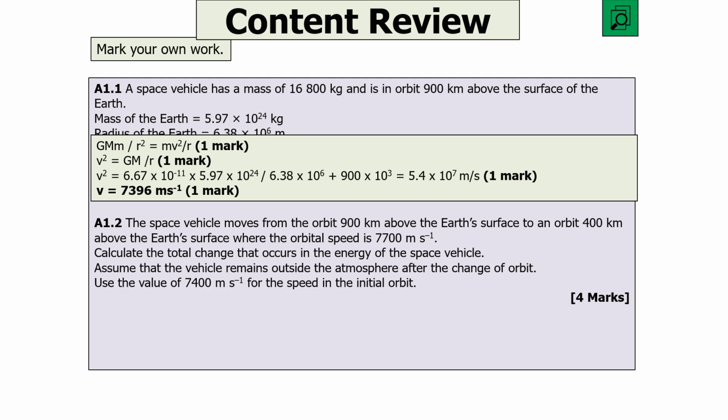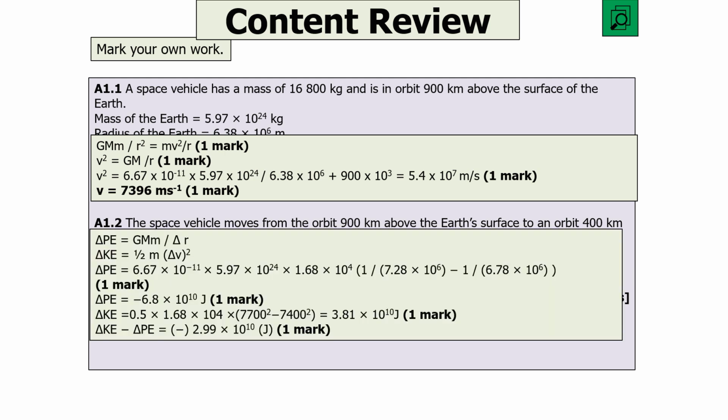Now in the next one it's important to know that the potential energy is equal to GMm over r. We can't use mgh because g, small g, changes in the course of the orbit. We also have the kinetic energy as a half mv squared, so we can therefore work out what the change in the potential energy would be by doing GMm over the difference in r between the different places.